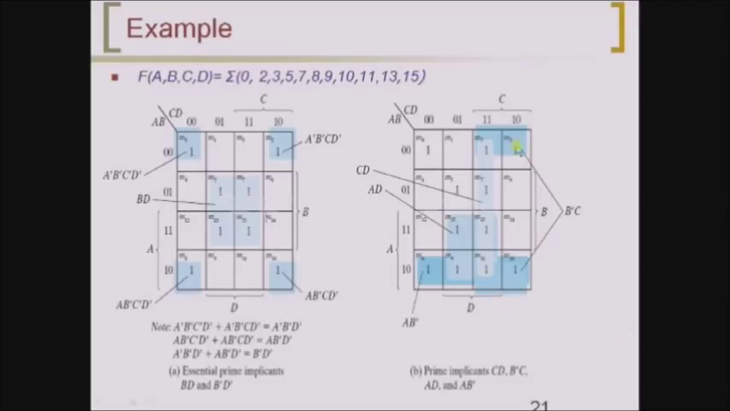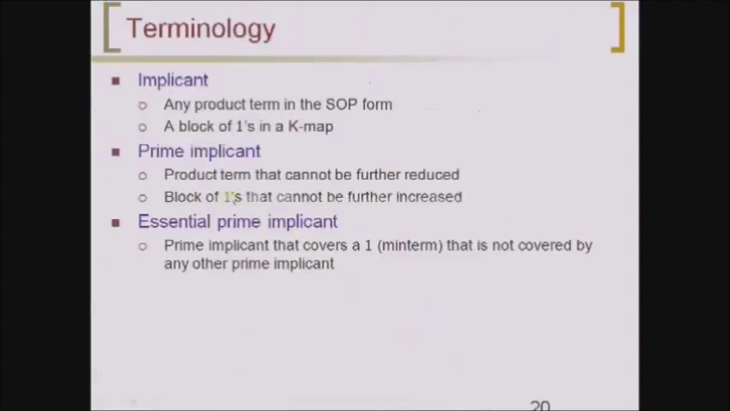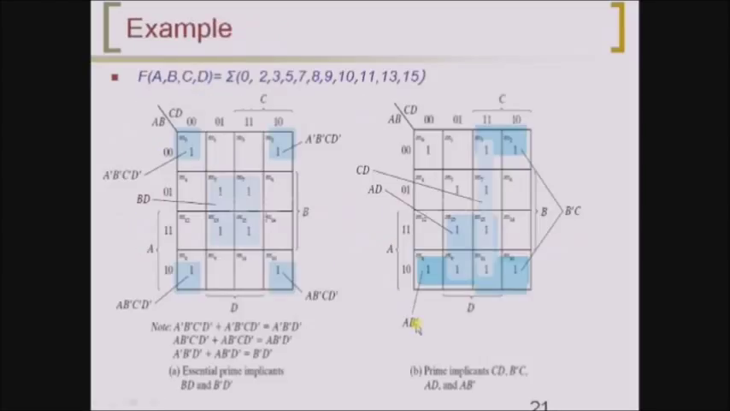Now if you consider this particular map, here the prime implicants are CD, B bar C, AD, and AB bar. So what is a prime implicant? Just now we have seen: a product term that cannot be further reduced. So the maximum sized groupings of minterms are called prime implicants. Here you can see that CD is nothing but this term, and the maximum size would be 4. We cannot increase the grouping size to 8. B bar C is nothing but this, and then AD is nothing but this group, whose size is again 4. We cannot increase it to 8. And then AB bar is nothing but this, whose size is again 4.